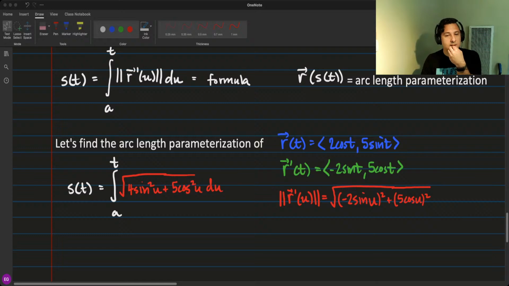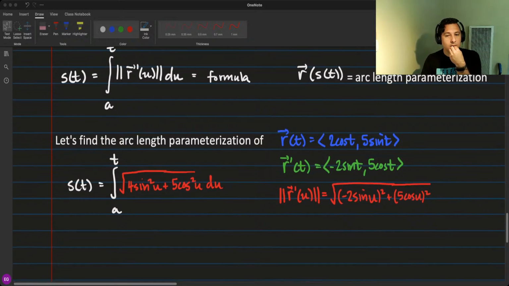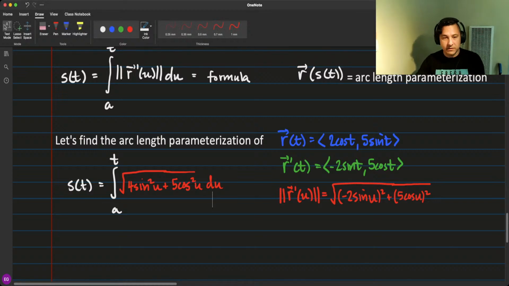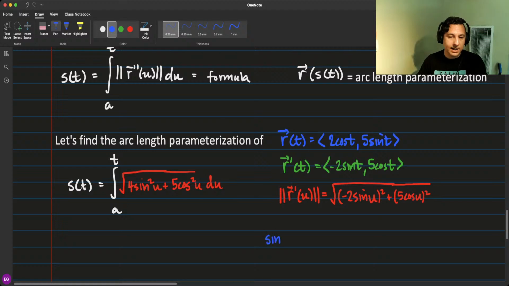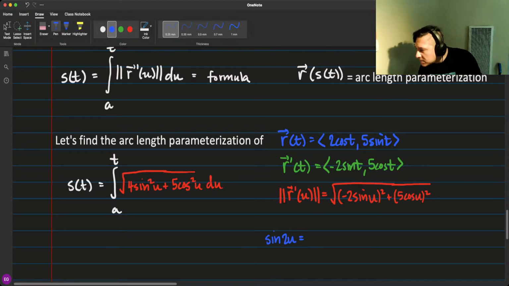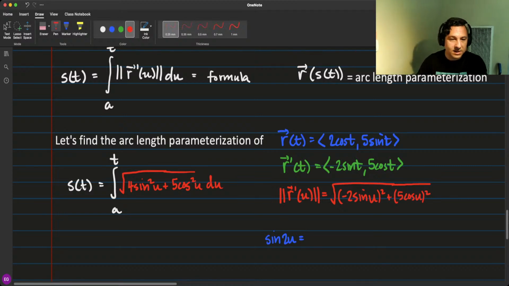I think we're going to need to do a double angle formula, or maybe a power reduction formula. Okay, let's think. What are those double angle formulas? Does anyone remember the double angle formulas? Like, what is sine of 2u equal to? Isn't it 25? Oh, yes. That should be a 25, not a 5. Thank you.